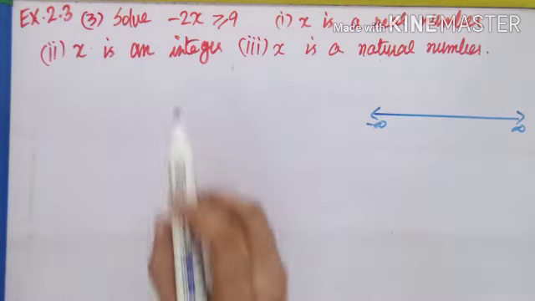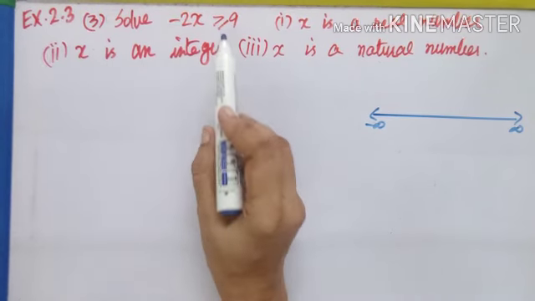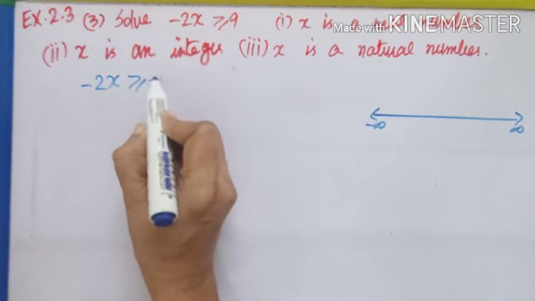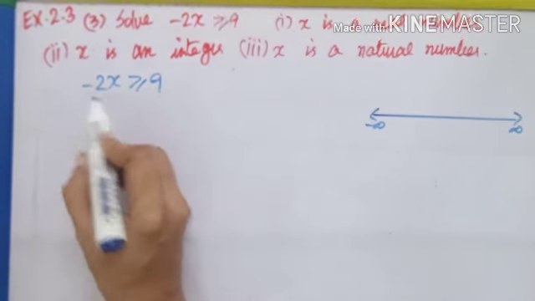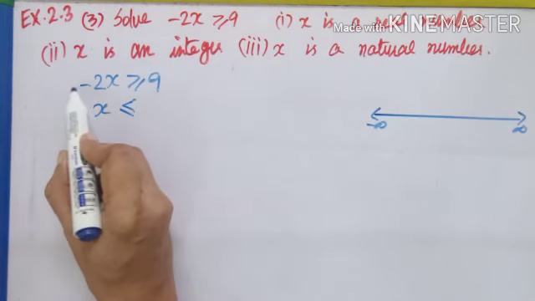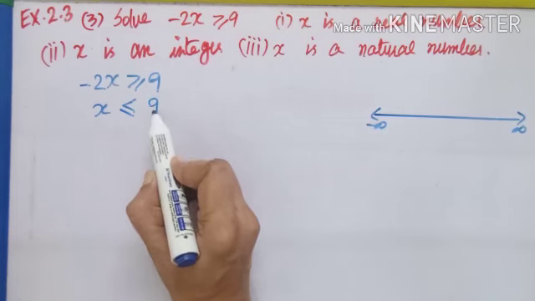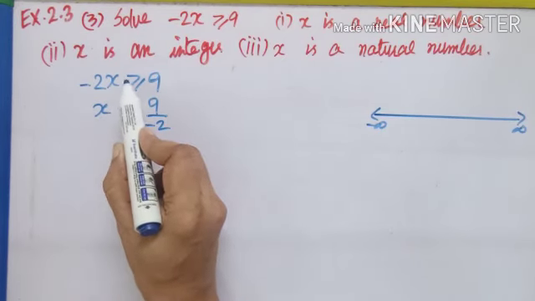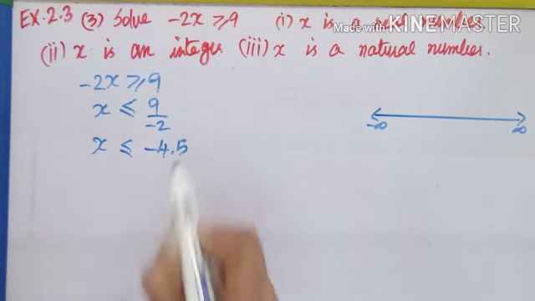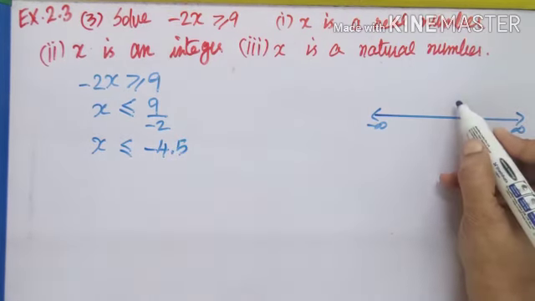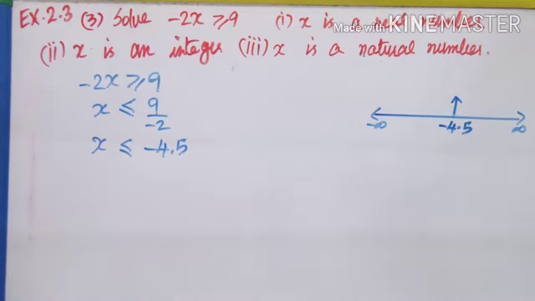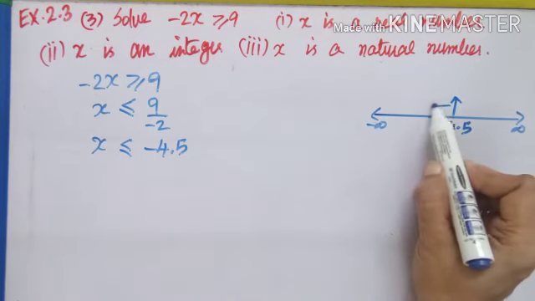Question number 3. Solve minus 2x greater than or equal to 9. So we write minus 2x greater than or equal to 9. Divide by minus 2 means it will become less than or equal to. Whenever I divide by a negative sign, the inequality is reversed. x less than or equal to minus 4.5. So mark minus 4.5 on the number line. My question is I want less, so it is this way.